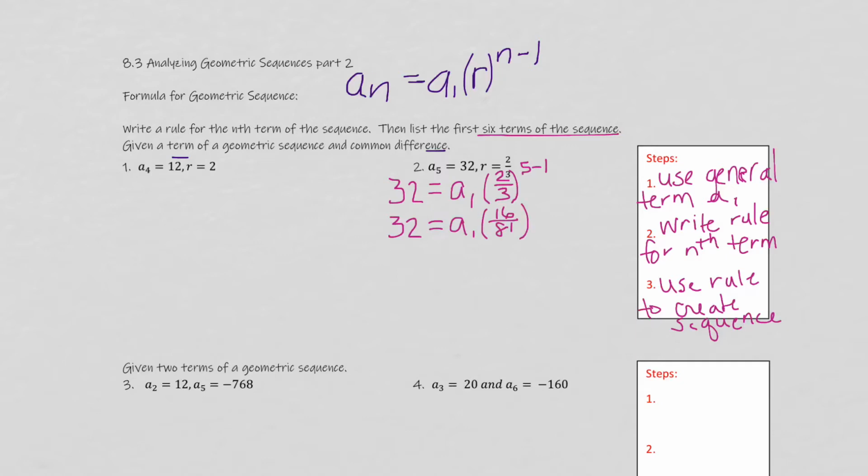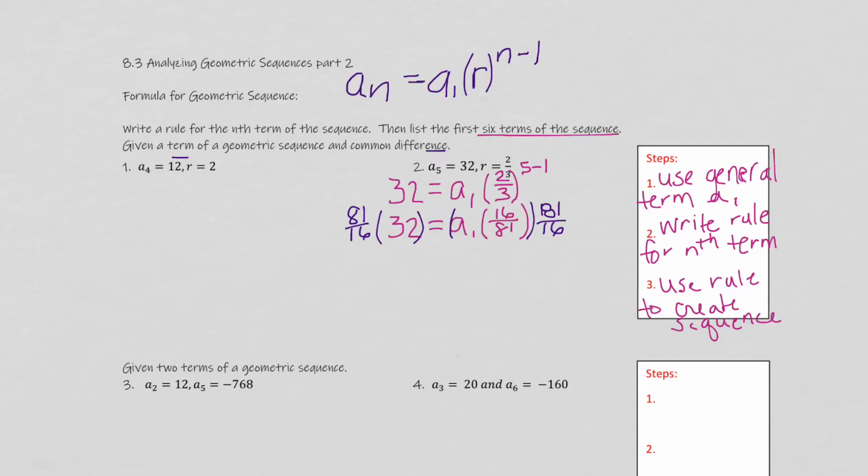And I would try to refrain from using decimals if I can, just because they'll give you a more exact answer. But then I'm going to multiply this whole side by 81/16 so I can get rid of that fraction. So what I do to one side I have to do to the other.